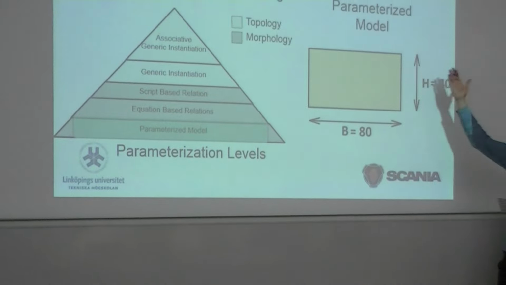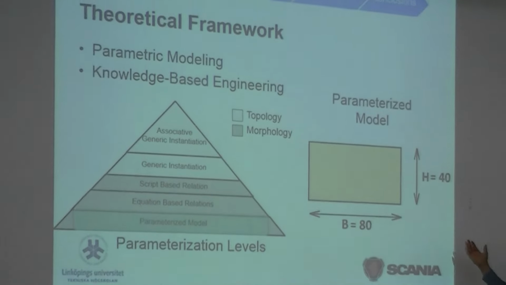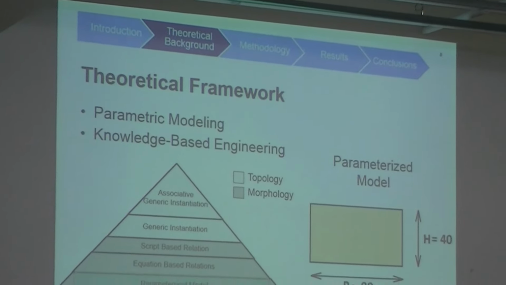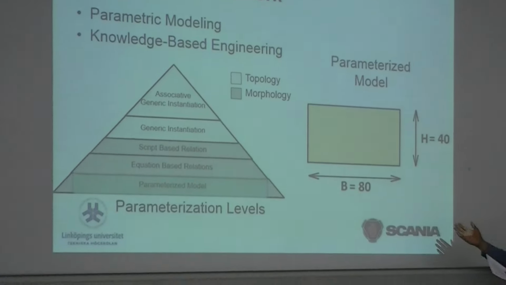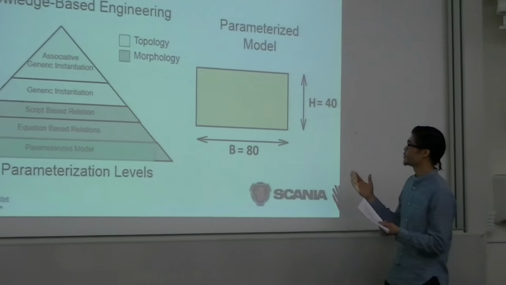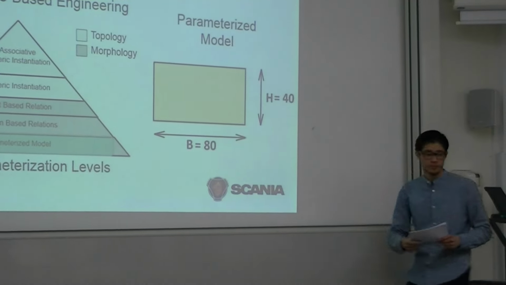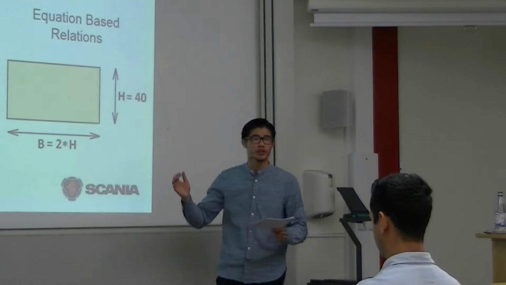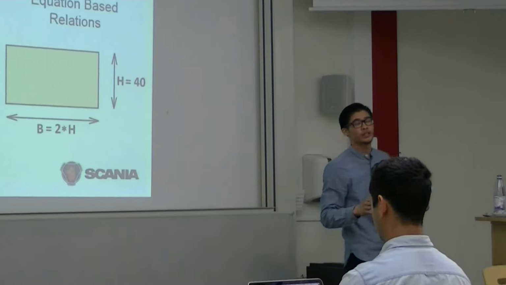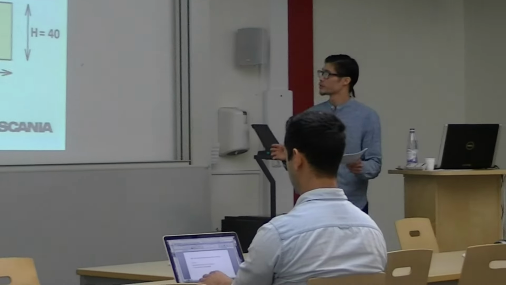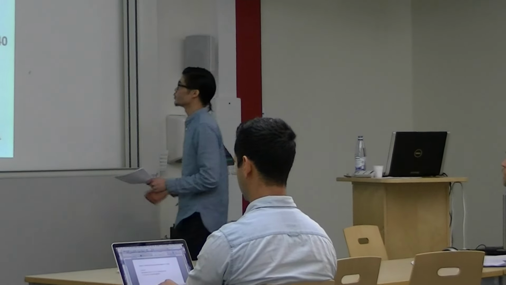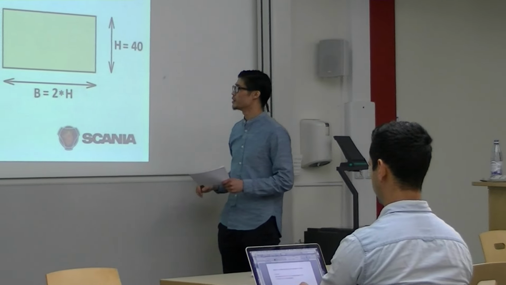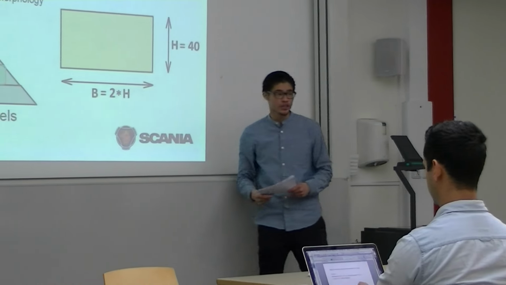If you look at the model here, I have a simple rectangle, and it is parametric because I can change its dimensions, h and b, independently with the help of parameters. Moving up in this parameterization level, I have equation-based relation, and here I start introducing relations between the parameters. Looking at the example, I only need to control h, the height, because that one is independent, while the base is now a relation of the height.